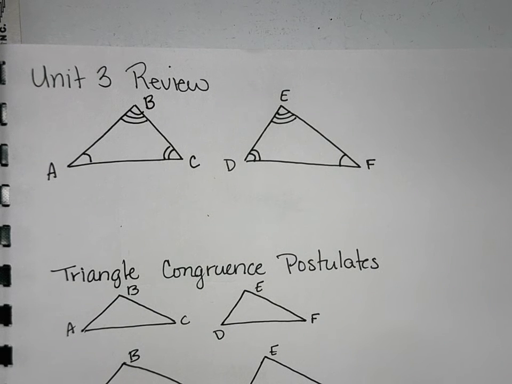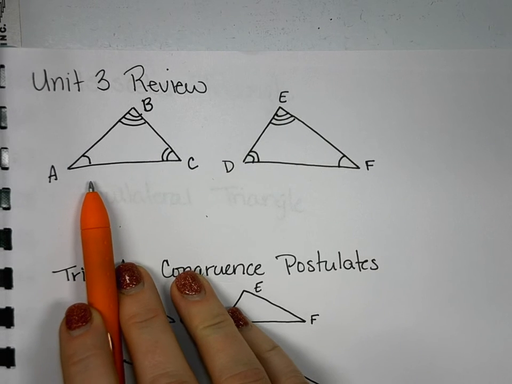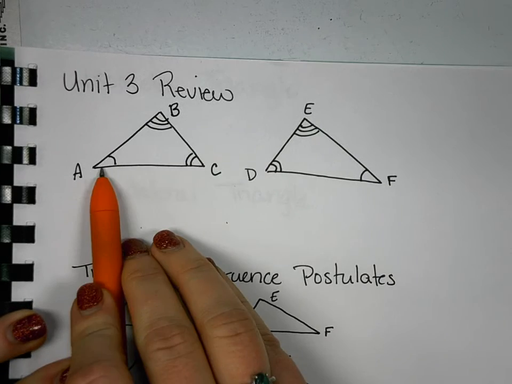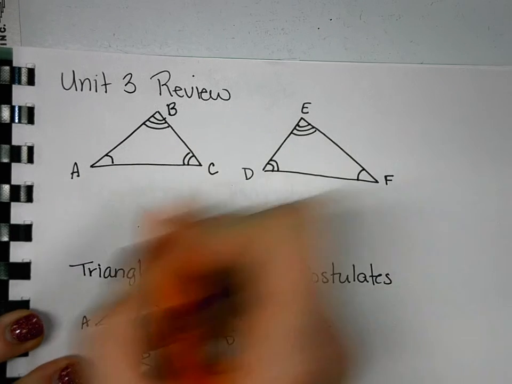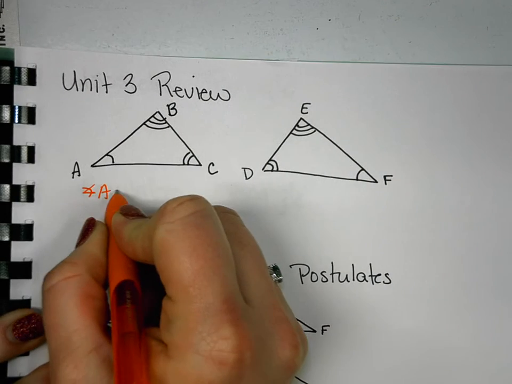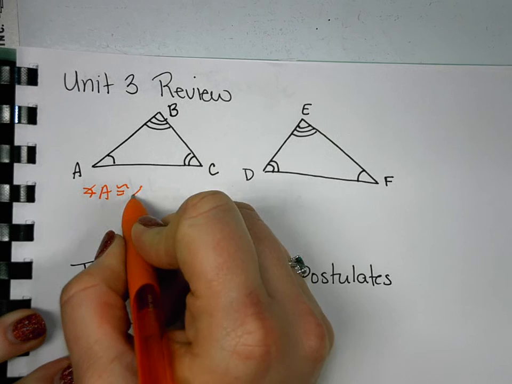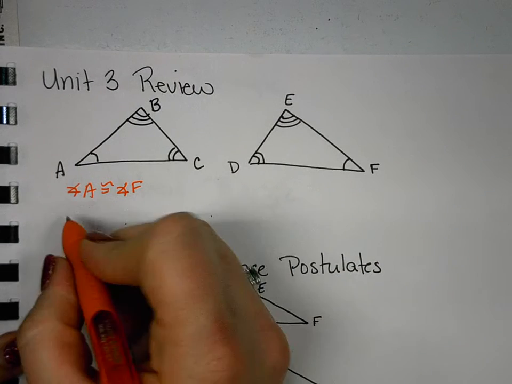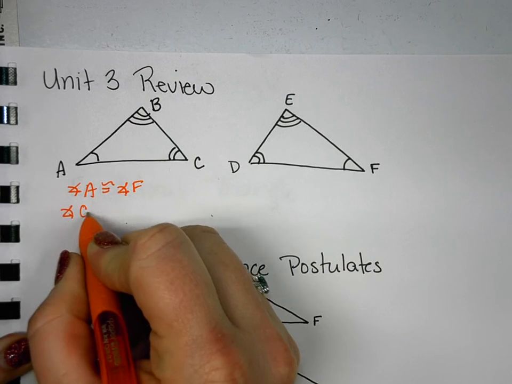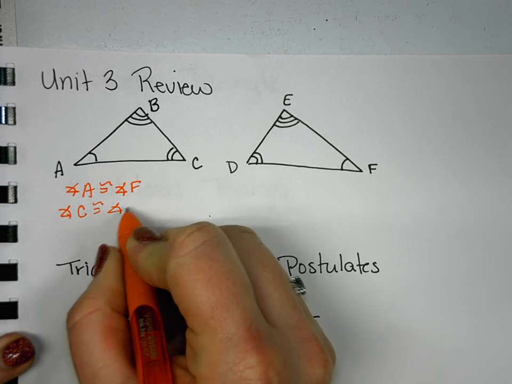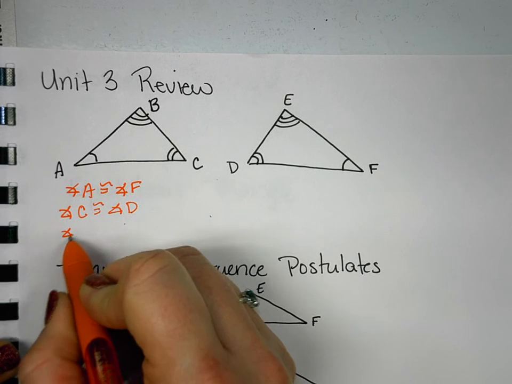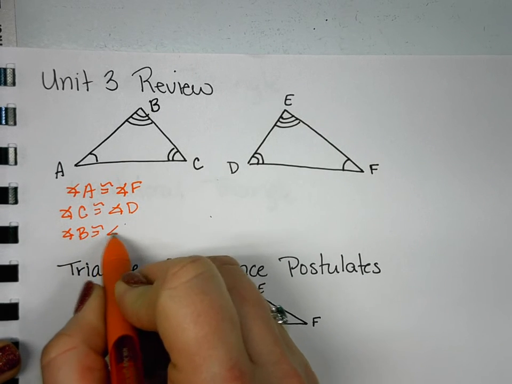Unit 3 was all about triangle congruence, but the first thing we looked at was how to identify corresponding parts. Corresponding parts, in this case, would be our angles. The 1 mark, angle A, would match with the 1 arc, angle F. Then we could say the same thing for C. It has 2 markings, so it would go with D, which also has 2 markings. And lastly, we had angle B congruent to angle E.